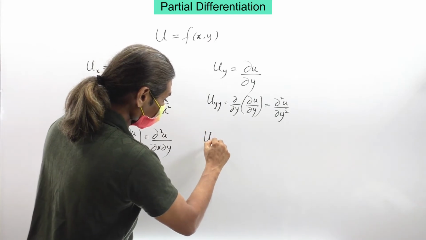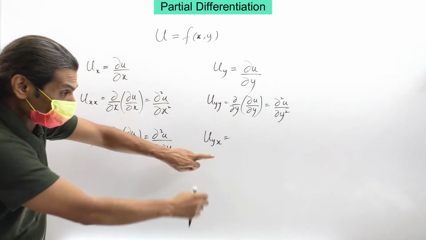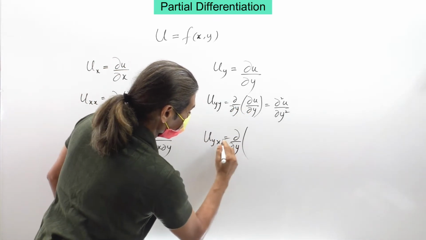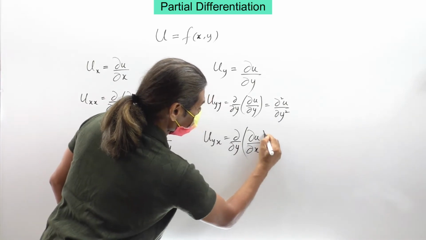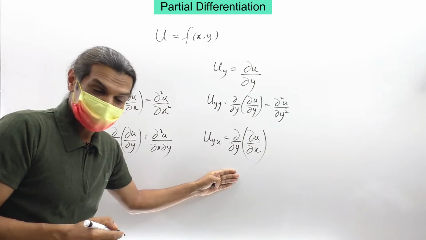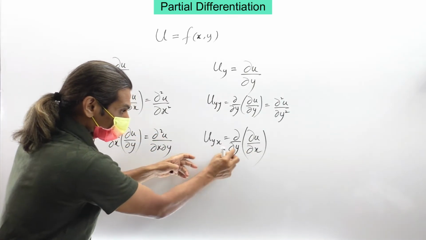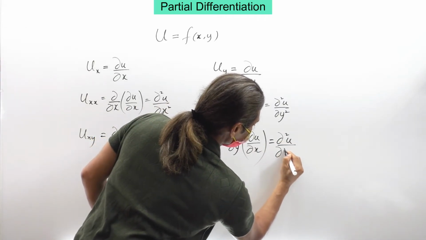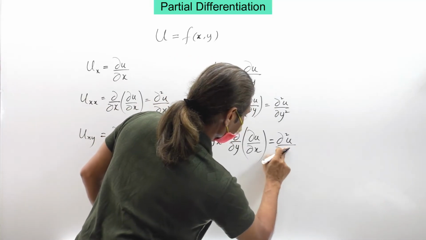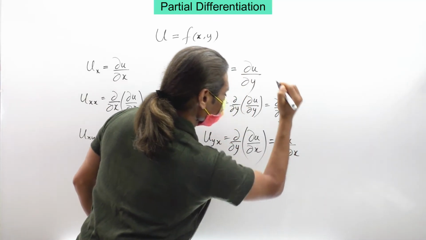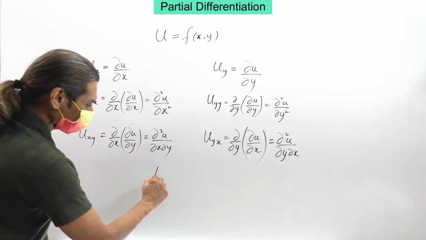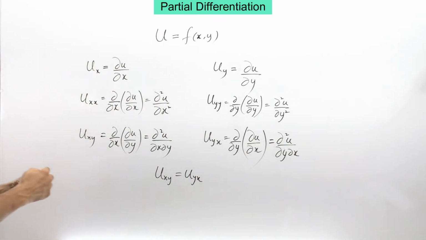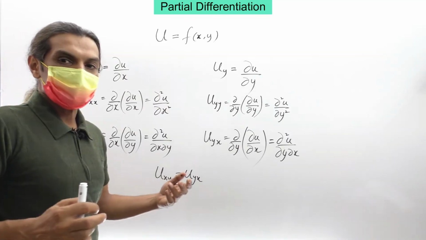Similarly, we can write u_yx is equal to, here x comes second, it means ∂/∂y of ∂u/∂x. You are differentiating ∂u/∂x with respect to y. So, we write this as ∂²u/∂y∂x. And one more important thing to remember is that u_xy will always be equal to u_yx, that is ∂²u/∂x∂y is always equal to ∂²u/∂y∂x.